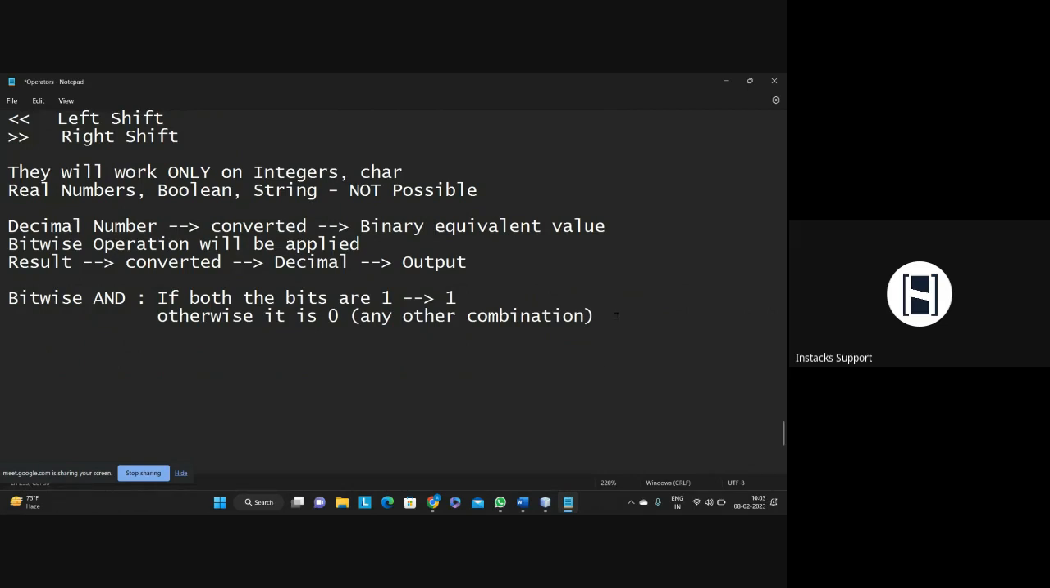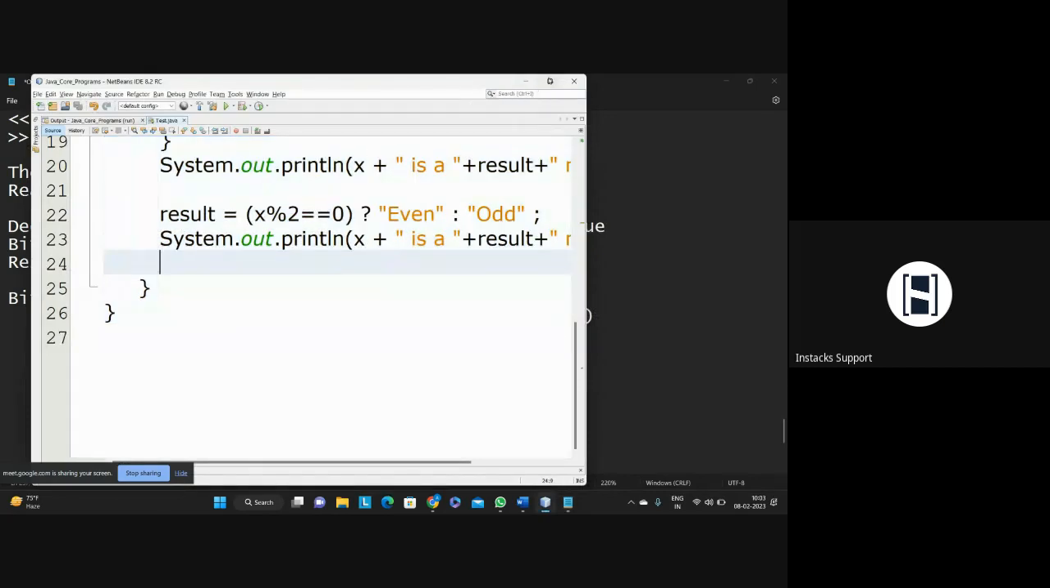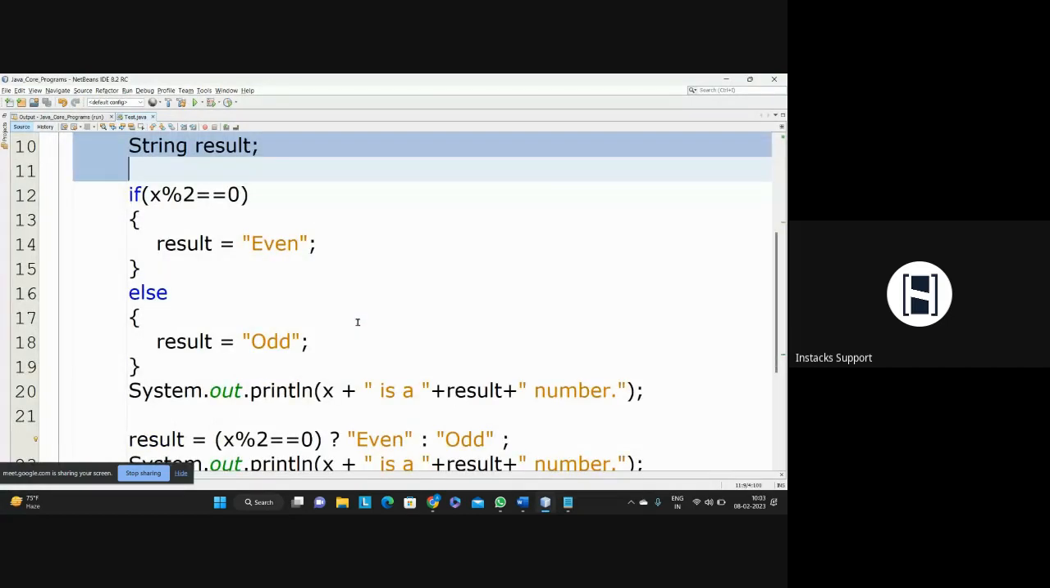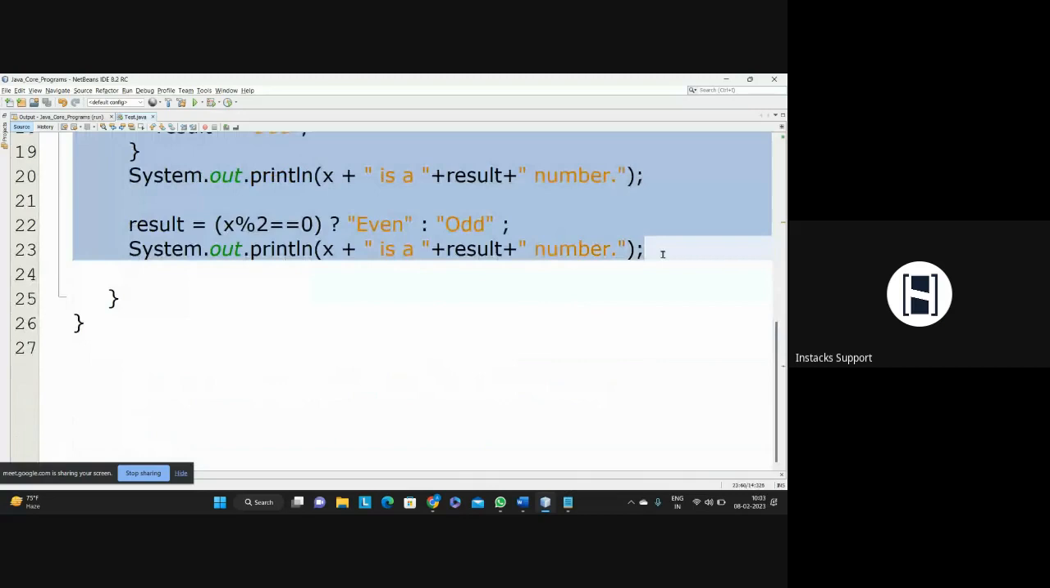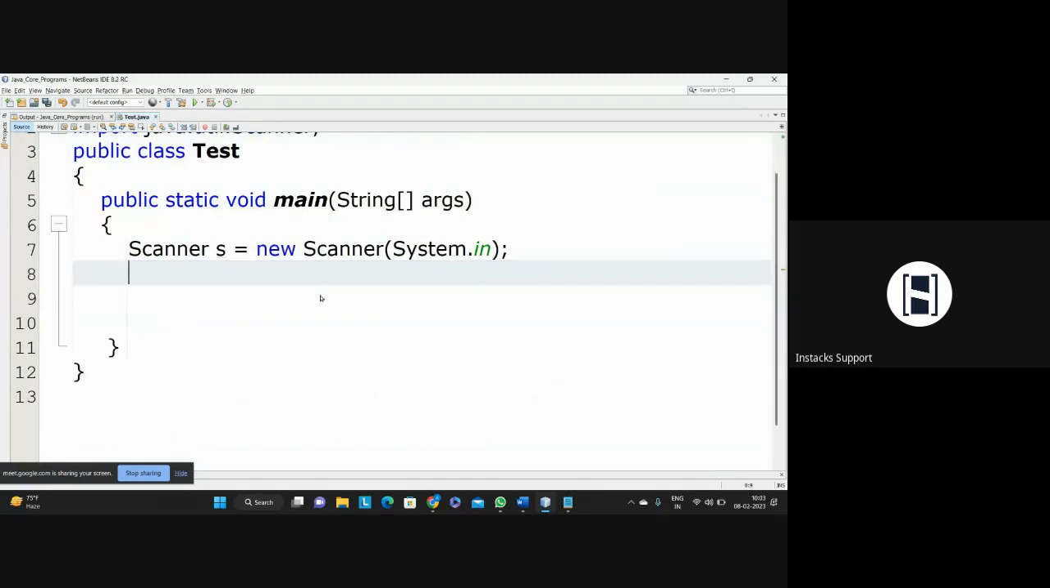So please understand, this is how my bitwise operator is going to work. Let us try to understand this again with an example. Now, I am going to delete all this and keep the number alone. So I'm going to say int x, y. These are the two variables I'm going to take.